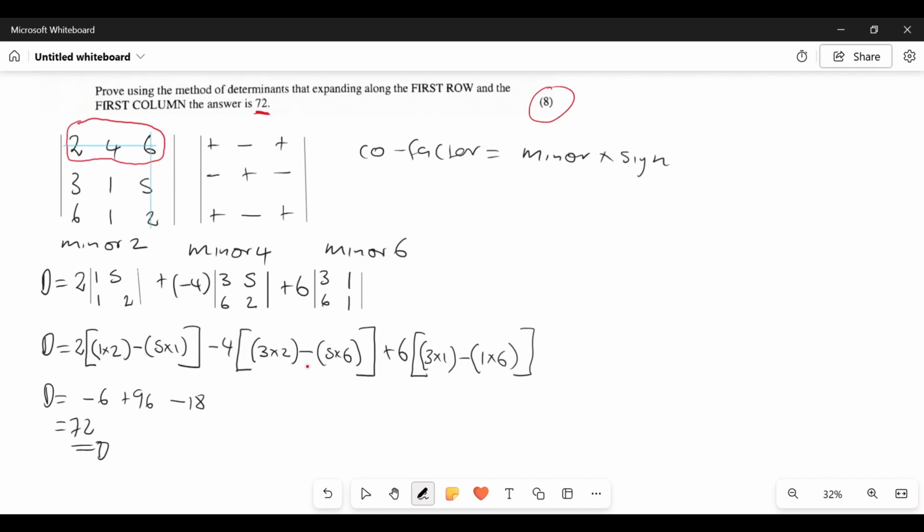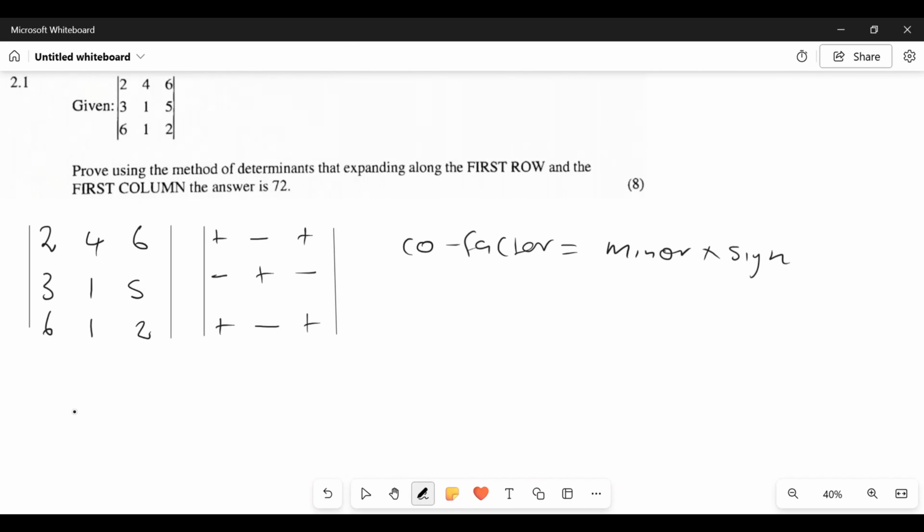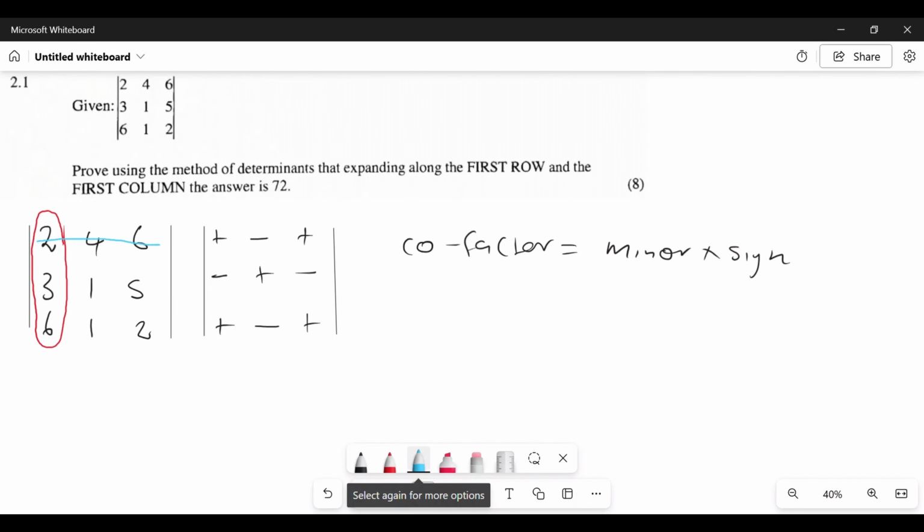Now let's do when you use the first column. All right, so let's do the first column. Let's highlight the first column just like we did with the first row, guys, right? So the first column, we're going to use the numbers in the first column as minors. So again, we're going to cancel the first row where 2 is, and also we're going to cancel the column where 2 is. Now let's calculate our determinant.